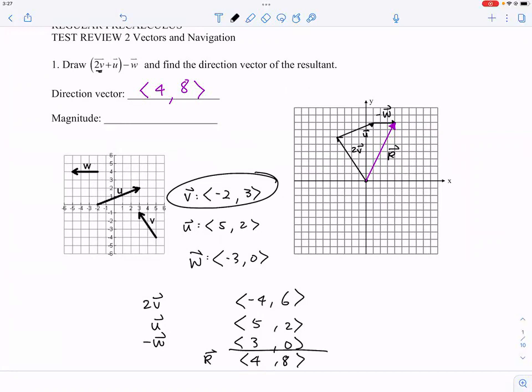direction vector. And for the magnitude, you can do 16 plus 64. 16 plus 64 would give you 80 for the number underneath the square root. Okay, so the square root of 80 would be the magnitude.